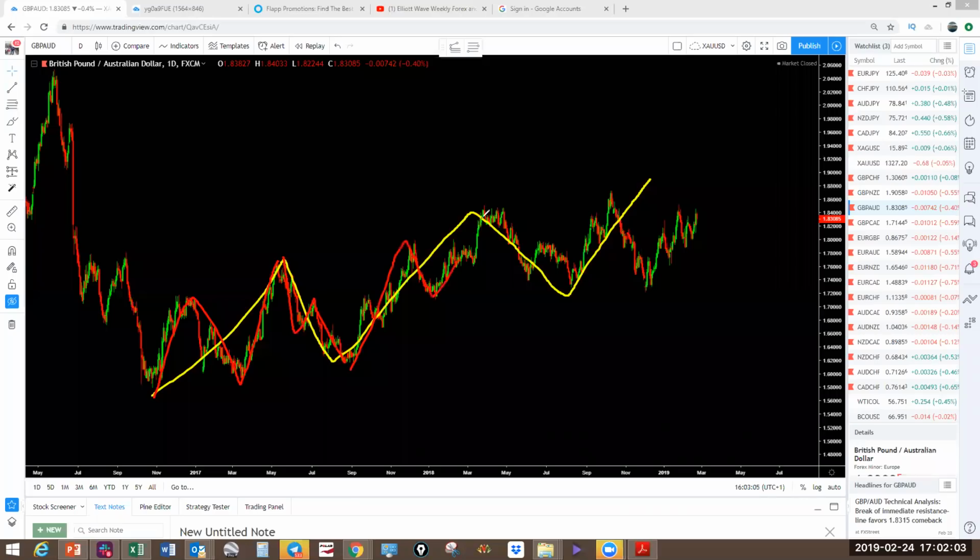1, 2, 3. This has been building up since 2017. 1, 2, 3, 1, 2, 3. Now we're looking for the last move to the upside. So this becomes a W, X, Y, X, Z. Can this now do something like this?